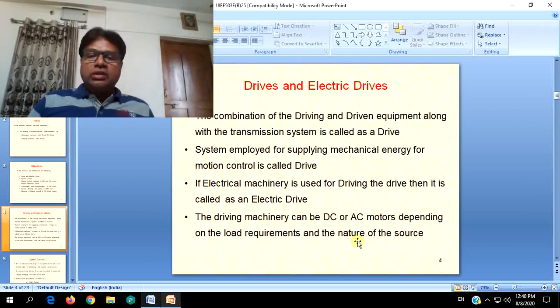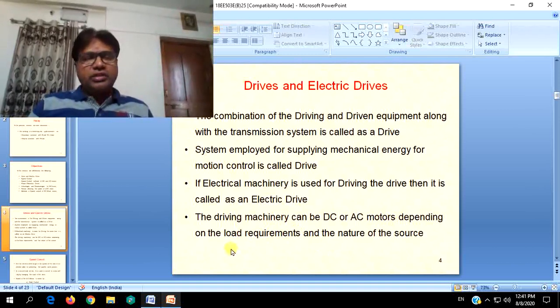That is, if we have only single phase supply, this machinery should be a single phase AC motor, and its output should be connected to the load via the proper transmission system. If you have only DC, again DC motors have to be used. And load requirement means maybe high starting torques are needed, or reversible operations are needed for certain loads, and there may be intermittently working loads. Depending on all these things, you have to choose whether you will use a DC or AC motor.